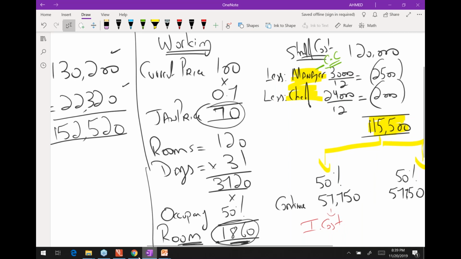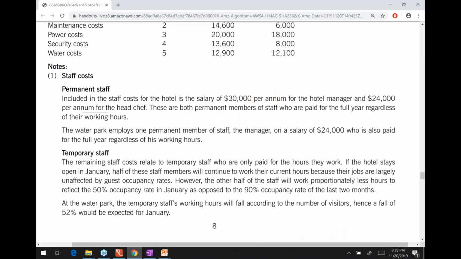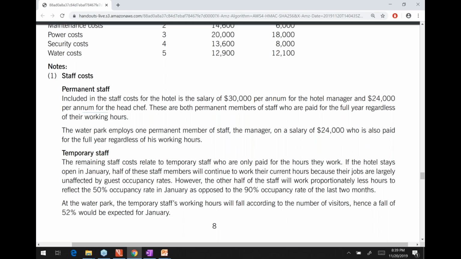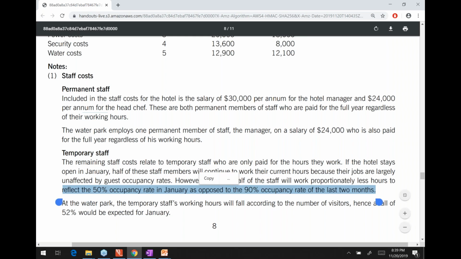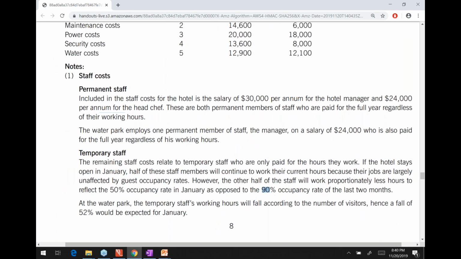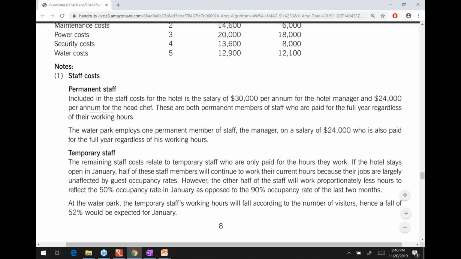Now, what about this 50%? Let's read the question. It says, however, the other half of the staff will work proportionately fewer hours to reflect the 50% occupancy rate in January as opposed to the 90% occupancy rate of the last 2 months. This means the remaining 50% of the staff hours will reduce due to lower occupancy. How much will they now work? Currently this cost is based on 90% occupancy, and from this 90% occupancy I need to bring it to 50% occupancy.